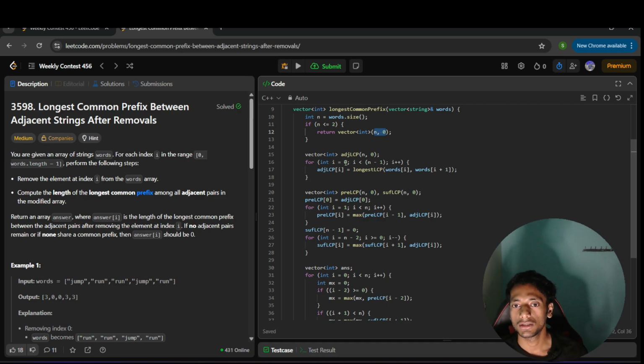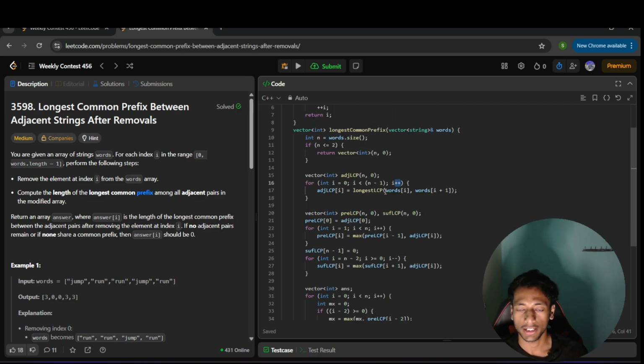So I to I plus 1, one adjacent pair will be created. That's why I'll start from I is equal to 0, I less than n minus 1, I plus plus. And adjacent of LCP I will be the longest LCP. This is a helper function that will take two strings, words I and words I plus 1, the adjacent strings at index I and index I plus 1.